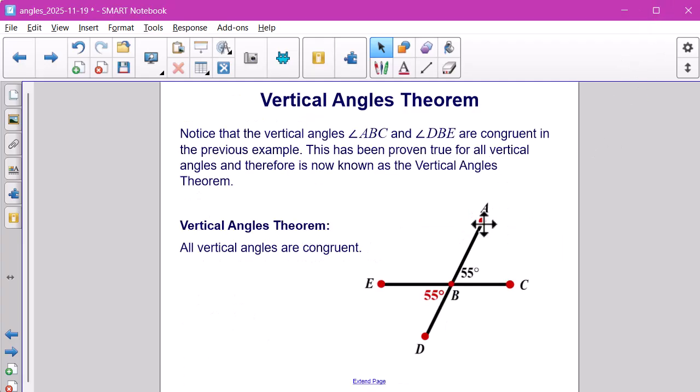Notice that the vertical angles, angle ABC and angle DBE, are congruent in the previous example. This has been proven true for all vertical angles and therefore is now known as the vertical angles theorem. All vertical angles are congruent to one another or equal in measure.